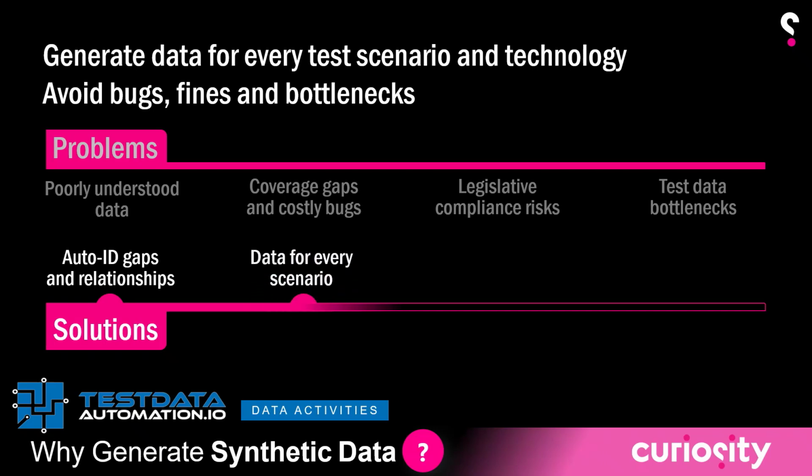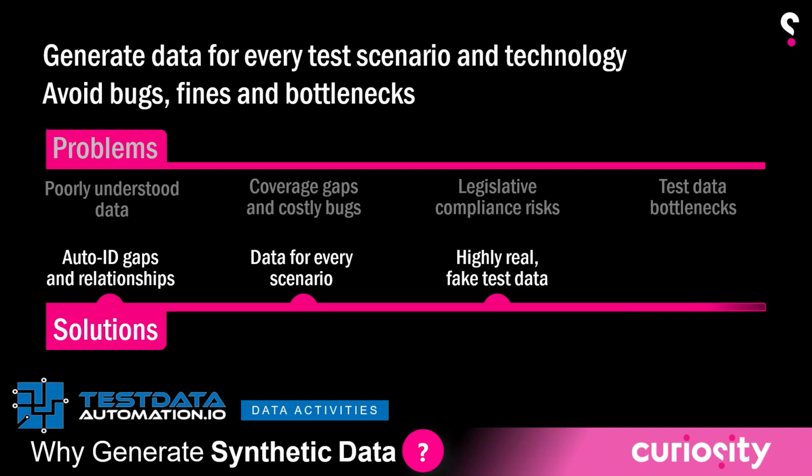Generation then creates data that fulfills these relationships and covers every scenario needed to find bugs. This includes data for new functionality and negative scenarios, as well as data for high-volume stress testing, integration testing, and bug replication. Using wholly fictitious data instead of sensitive information sidesteps compliance requirements and legislative risks.